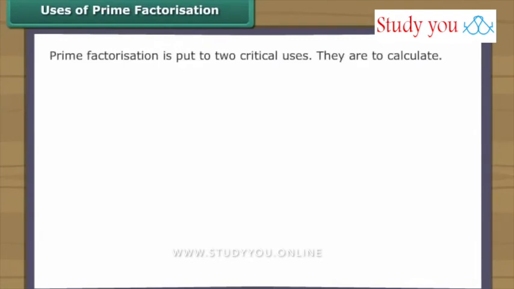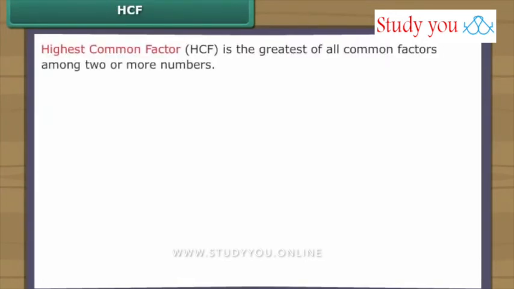Uses of prime factorization. Prime factorization is put to 2 critical uses. They are to calculate HCF and LCM. HCF. Highest common factor, or HCF, is the greatest of all common factors among 2 or more numbers.